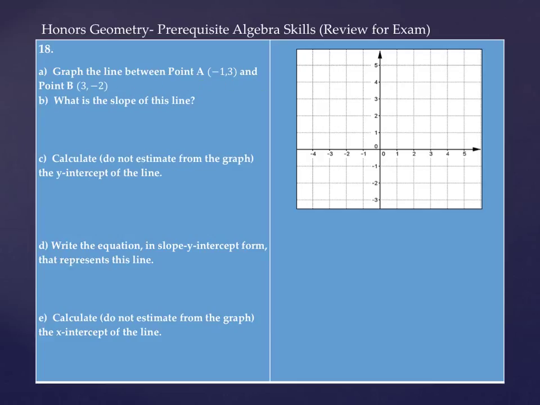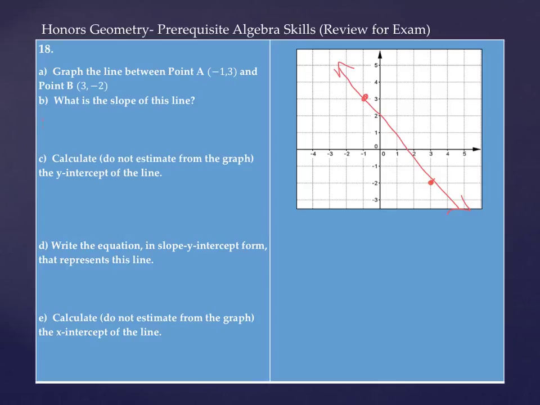Graph the line between point A at negative 1, positive 3, which is right there, and 3, negative 2, which is right there. I don't have a ruler, so I'm just going to sketch my line. It's not really great, but here's my line. What is the slope of this line?